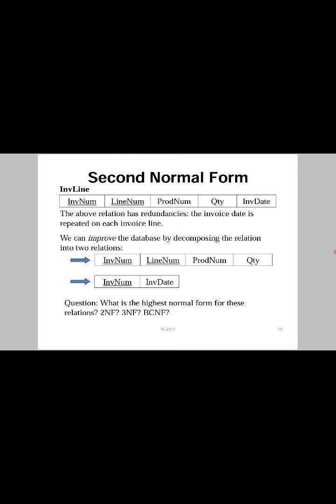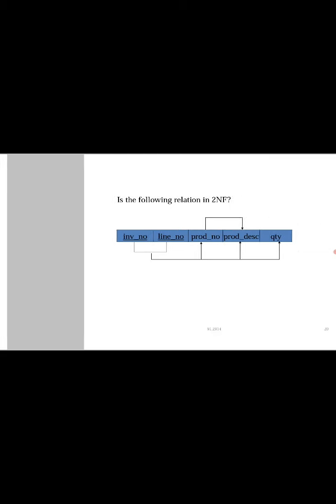So this is one table. In one table we may take invoice number, line number, product number and quantity, and in another table we may take invoice number and invoice date. So this is the solution to convert a table into second normal form.